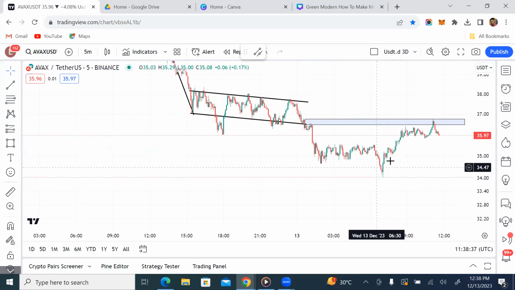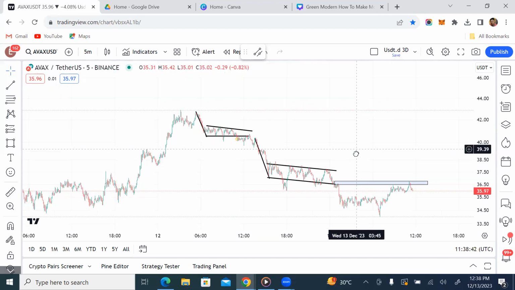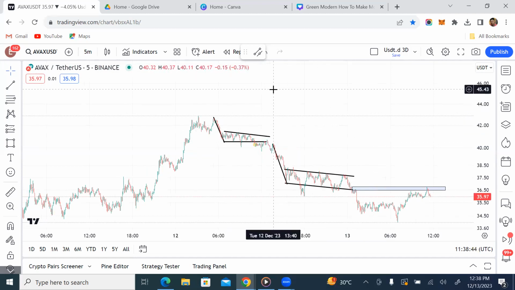In the next video, I'm going to be making a video on accumulation. This is a redistribution model. In the next video, I'll be making the one for reaccumulation, so you know the difference.